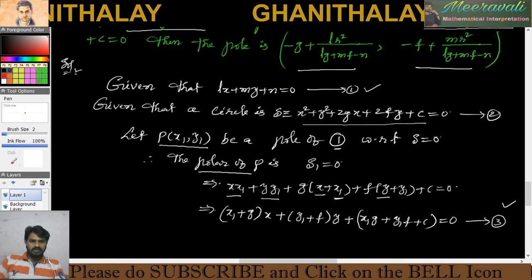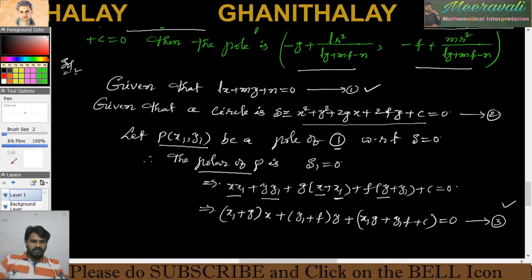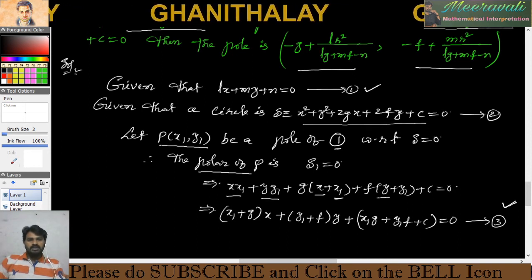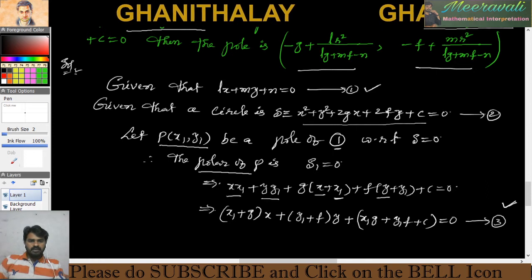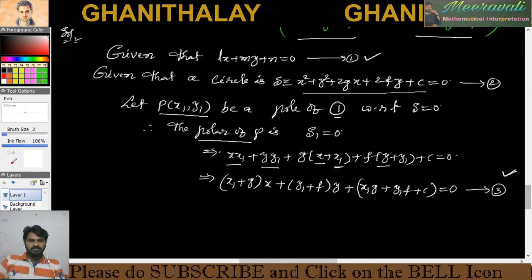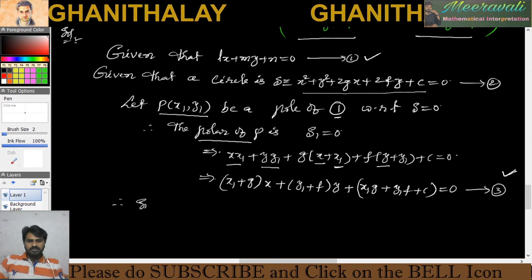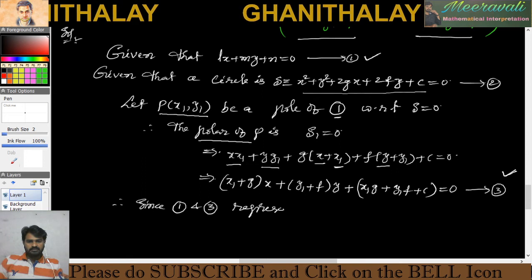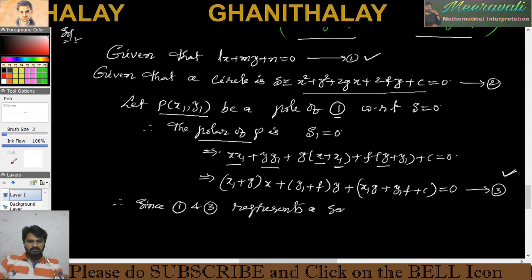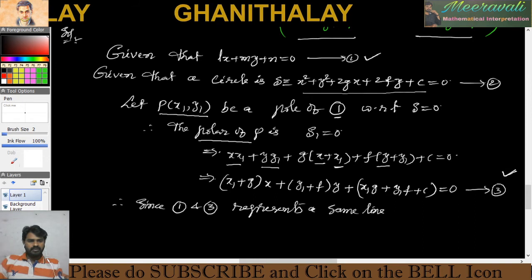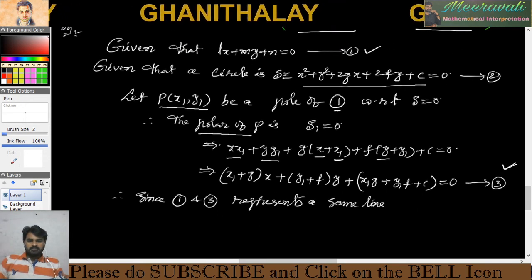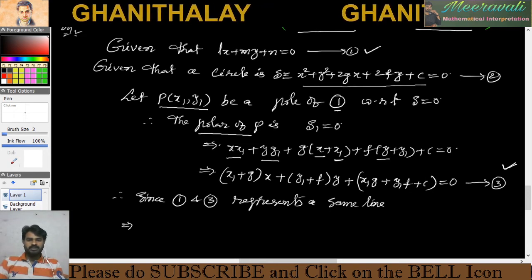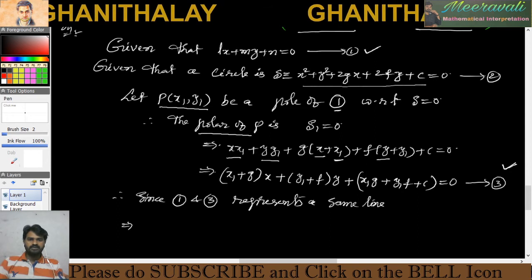But in this problem we got a polar equation by using the formula, and by hypothesis a polar will be there. That means here we have to use the concept. Therefore, since 1 and 2, 1 and 3 represent the same line, then we will get here, if any two lines represent the same line, then the corresponding coefficient ratios are equal.